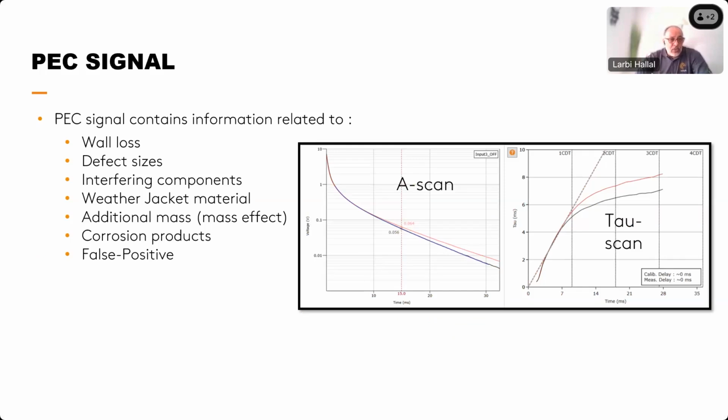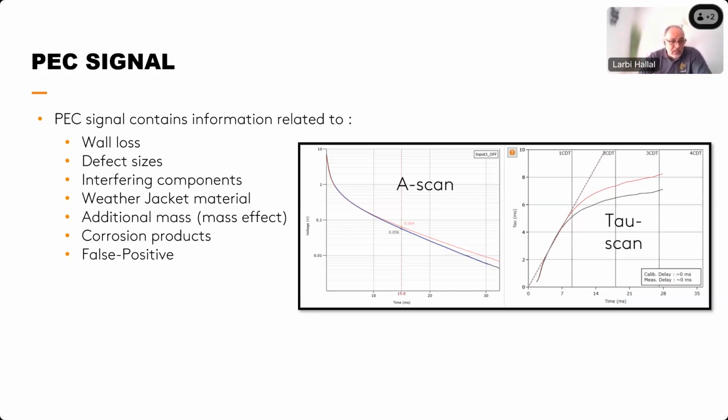So coming back to the PEC signal, you see on the slide the same data for the same measurement: the A-scan signal on the left, the Tau-Scan on the right. Those signals, A-scan and Tau-Scan, contain information related to the wall thickness and the wall loss, if any, and the defect size. If you have some interfering components, I was talking about mass effect from a metallic structure, for example, or if your probe comes close to a nozzle or a flange, you will also have this kind of mass effect.